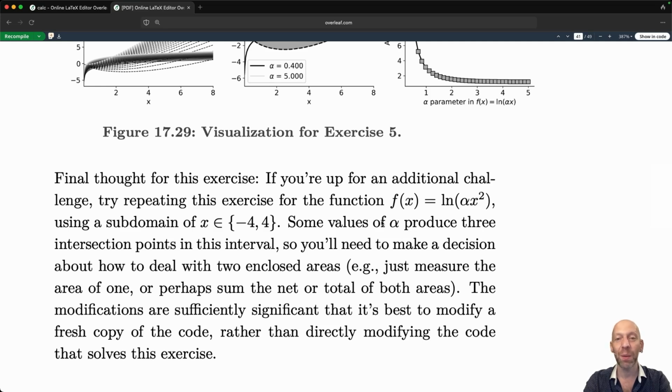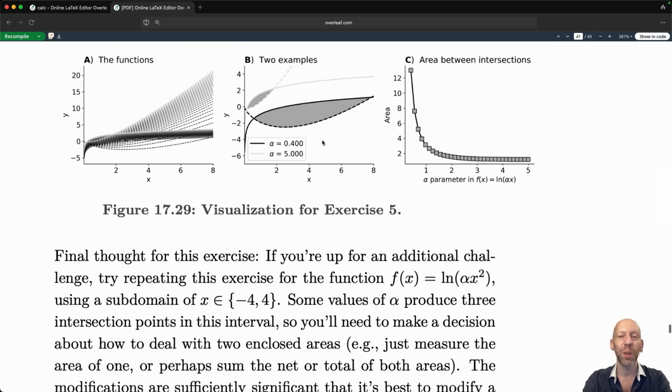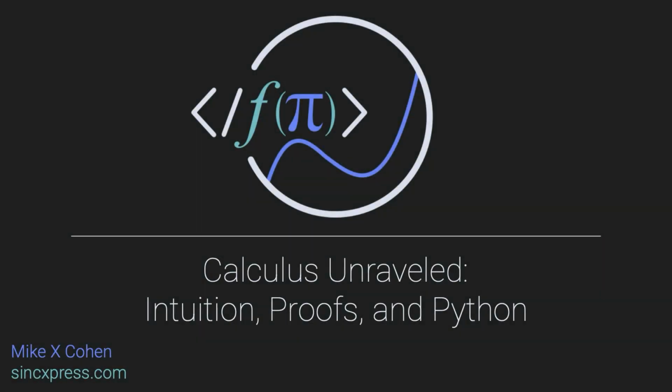So, for example, some values of alpha produce 3 intersection points, not just 2 intersection points. So that means some values of alpha are actually going to give you 2 areas and not just 1 area. How do you deal with that? Obviously, these are just personal choices because there's no right or wrong answer here. But pretty interesting, optional, additional exploration for this exercise.